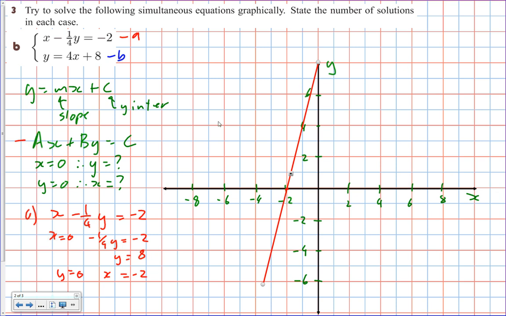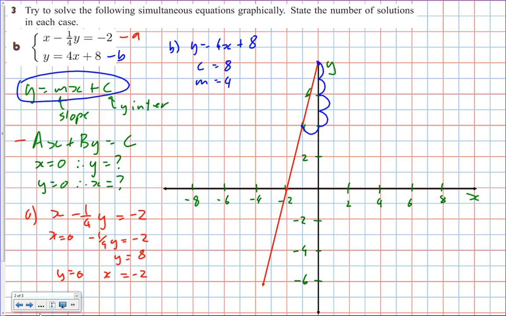Okay, let's have a look at the second one now. So B, I've got y equals 4x plus 8, so that is in this form. c equals 8, m equals 4. So again, c equals 8, it's going to be up at this point up here. Let's just click off that line again so I don't have to worry about that. And m equals 4. I'm not going to go up, I'm going to do the opposite. If I go down 4 and back 1, that's the same thing. So 1, 2, 3, 4, back 1. So that's that point there.